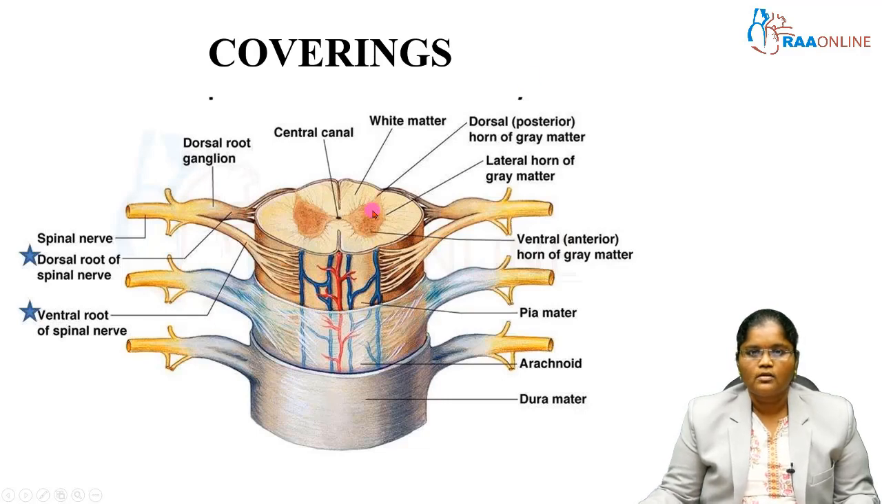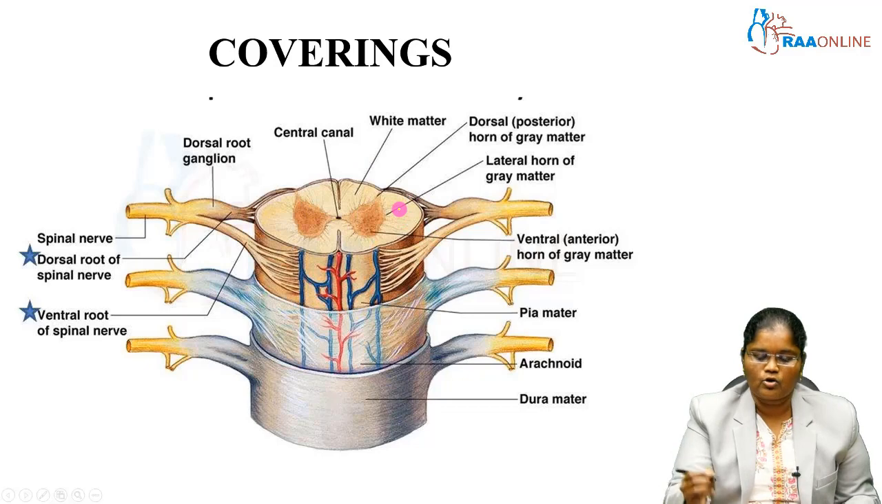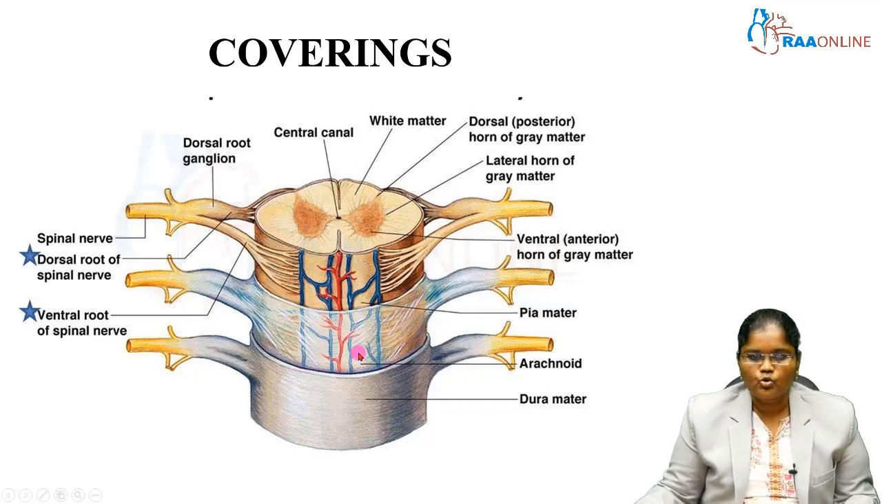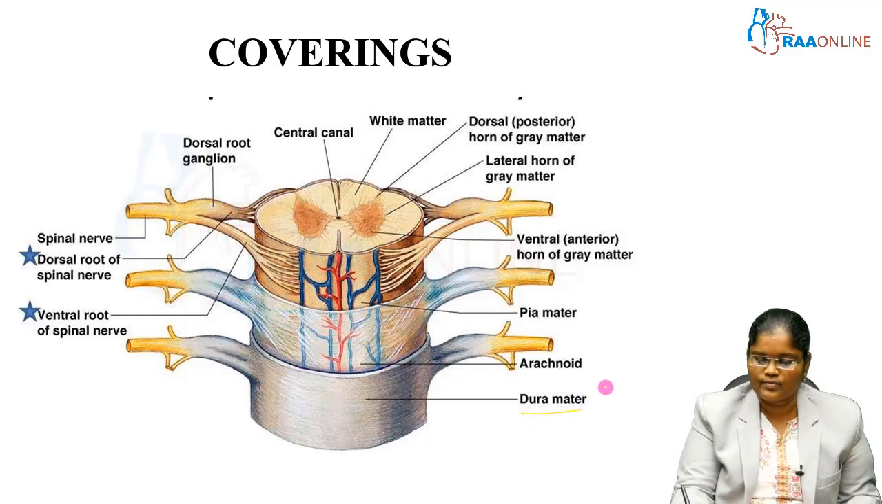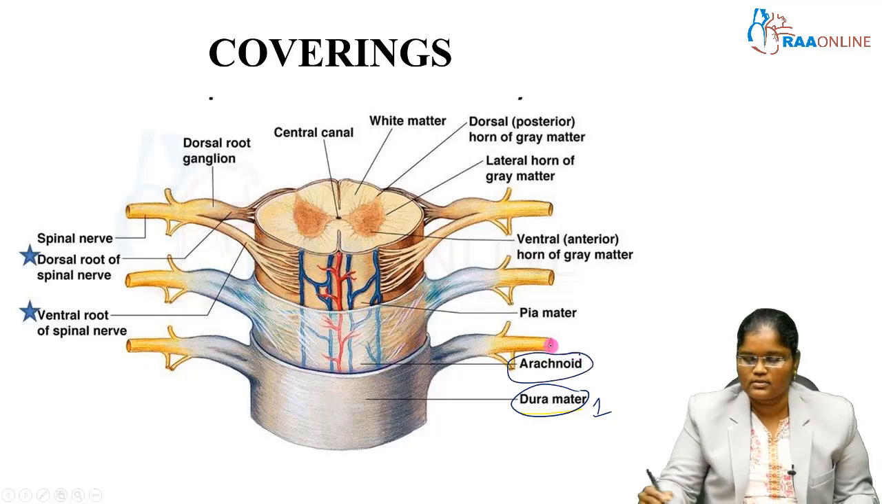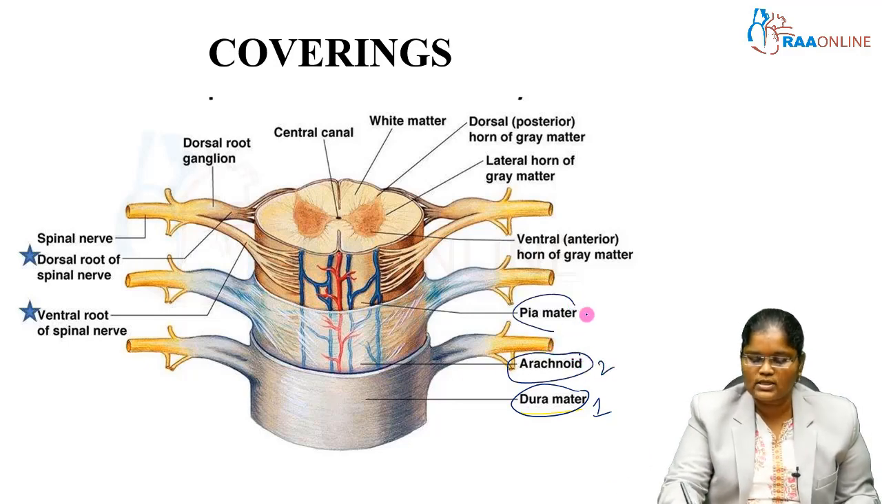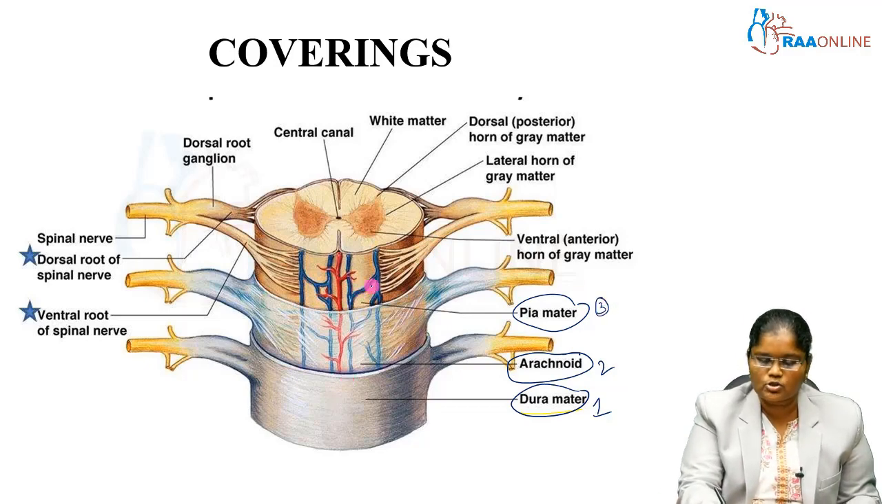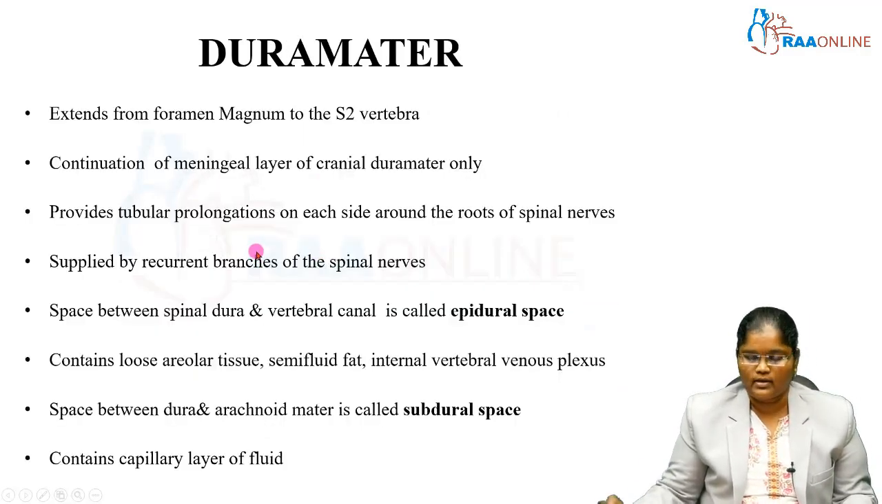So let's see. This is a section of the spinal cord. So this is the spinal cord, and you can see two coverings externally. This outer covering is the DURAMATER, what we have discussed now. And then inner aspect of the DURAMATER is lined by an arachnoid matter, the second layer, and the innermost layer is the pia mater. We cannot differentiate the pia mater because it is closely adherent to the spinal cord.